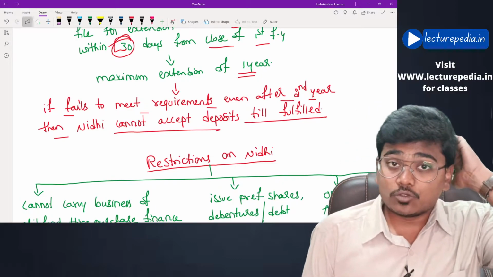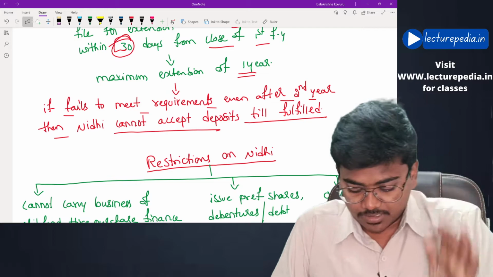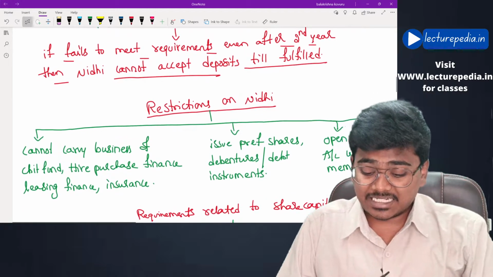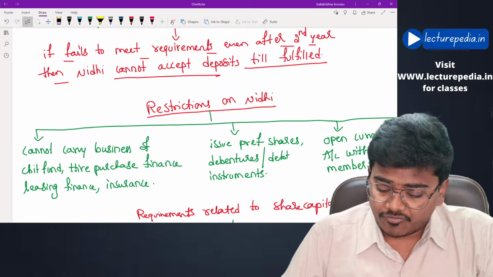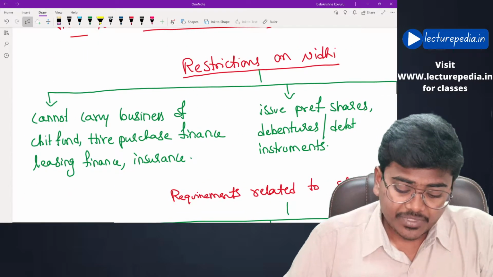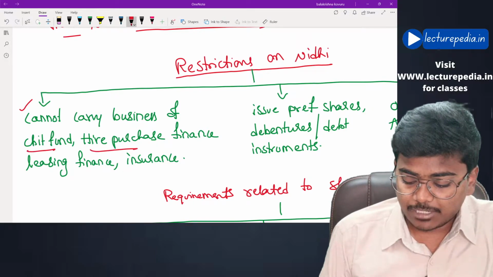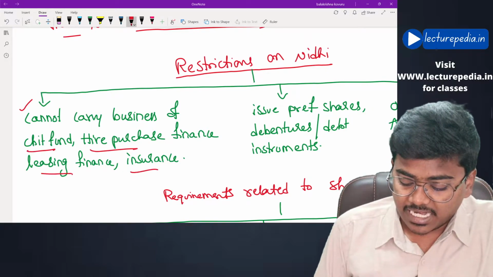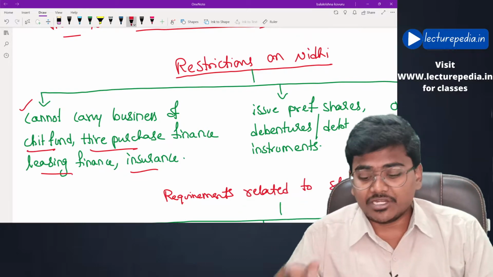Those are requirements relating to statutory compliances. Next, restrictions on Nidhi. There are certain restrictions on Nidhi companies. Let us see. First of all, the first restriction is Nidhi cannot carry on business of chit fund, hire purchase finance, leasing finance and insurance. These types of businesses cannot be carried on by a Nidhi Limited.